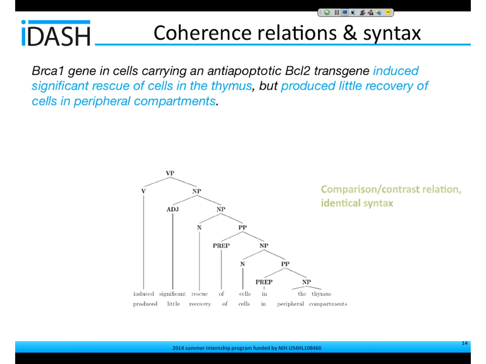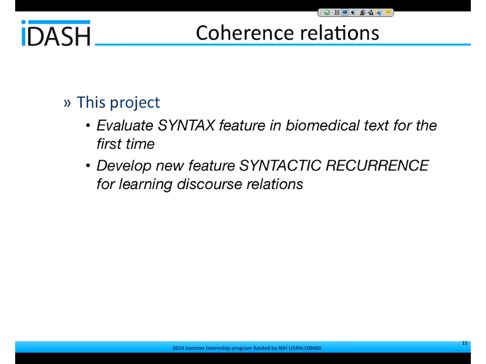So what kinds of features can we use given that? Well, we can actually break these trees down into subtrees. These are also called rules. For example, this rule, PP goes to prep NP, could be a feature in our machine learning task. And this is the approach of Lin et al. 2009, although not in the context of biomedical text. So in terms of this project, we have two goals. One is to evaluate the syntax feature in biomedical text for the first time. And the second is to develop a new feature, syntactic recurrence, that we think can improve over the basic syntax feature. And this is something that hasn't been developed in any kind of text so far.